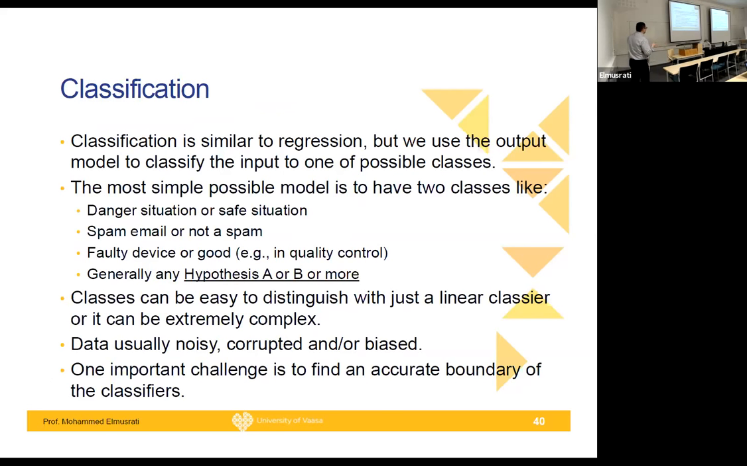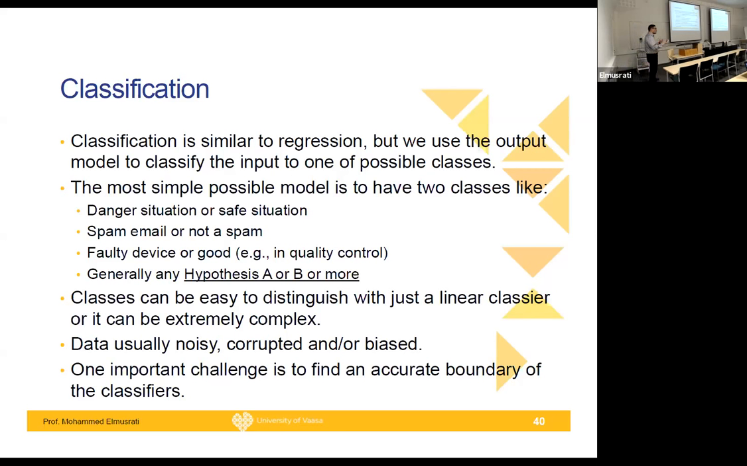What is classification? The last thing that I will give you, okay? Classification is not regression. Regression means that you have a numeric output and you want to model this numeric, continuous output. But what if the situation is discrete? For example, dangerous or safe, one or zero. A spam email or not spam. Faulty device or good device. Cheap car or expensive or fair, okay?